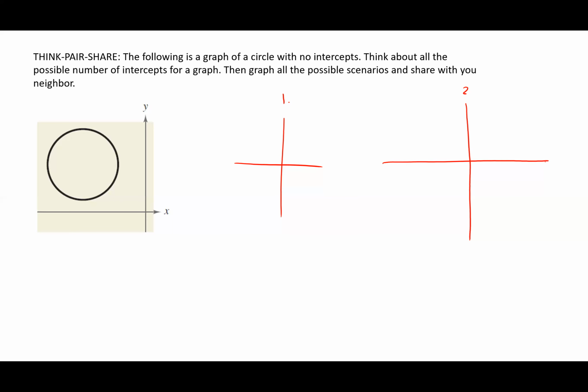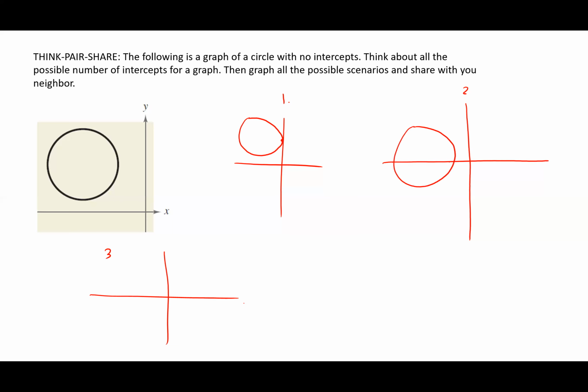So for one, I think most of you guys drew something that looks like this. It just touched 1 point right there. There's my y-intercept, or you hit the x-intercept, right? 2 was something like this right here, right? There's your 2. Anybody got 3?